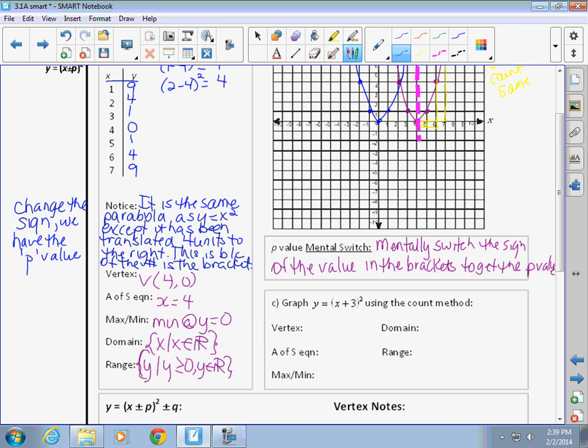Okay, so let's try this one. Graph y is equal to x plus 3 all squared using the count method. So let's take a look at what we know here first of all. We have x plus 3 squared. So I have a plus 3 being added inside the bracket so that I know that's my p-value. If I had x squared plus 3 like this, that's a q value. Inside the bracket is p, outside the bracket is q. So that means my p-value for this would be, with the mental switch of the sign, negative 3.